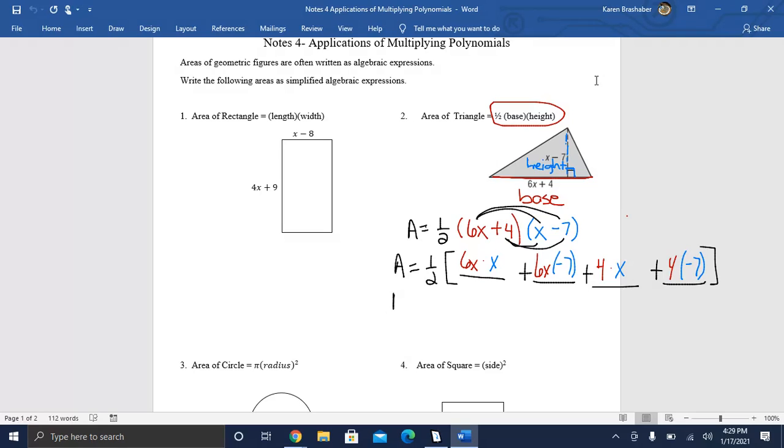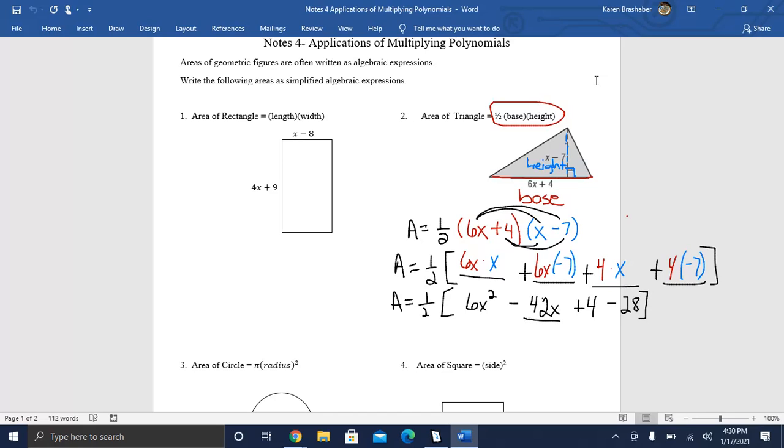So area equals 1/2. And then inside my bracket, I'll simplify now. So 6x times x is 6x to the second as I add those exponents. I'm taking 6x times -7. So that's going to be a negative, and I'm just going to use that as my sign. So -42x. Then 4 times x, I'll write plus 4x. And 4 times -7 is -28. And again, I'll just use that negative as my sign.